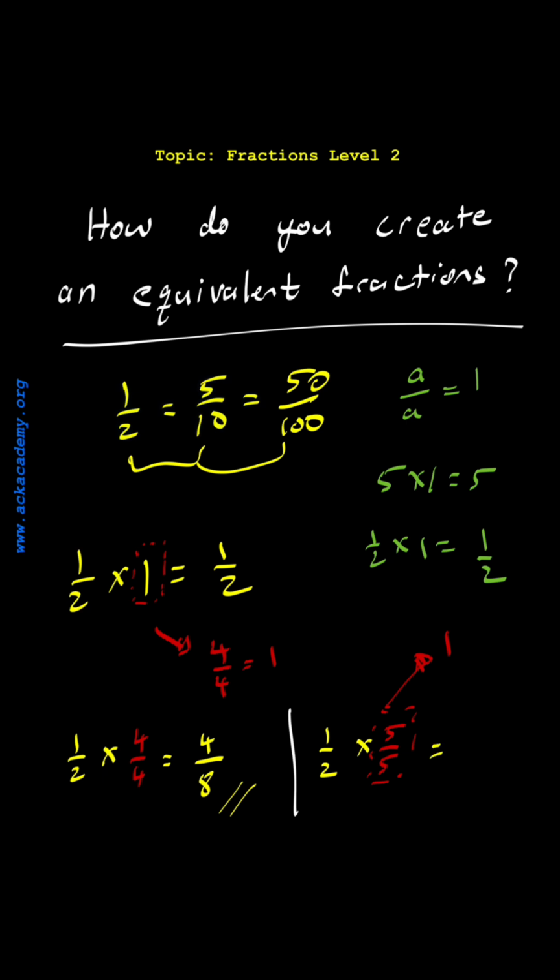All right, so 1 times 5 is 5. 2 times 5 is 10. So we get 5 over 10. And that's also an equivalent fraction.